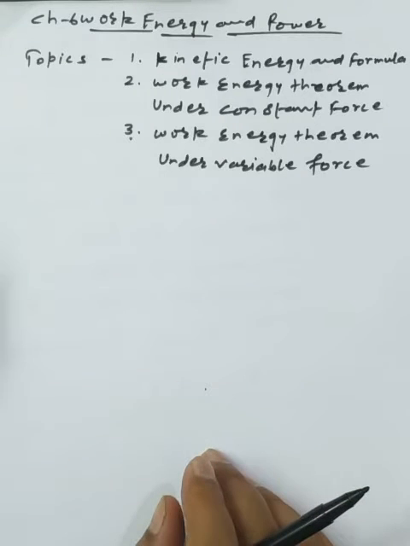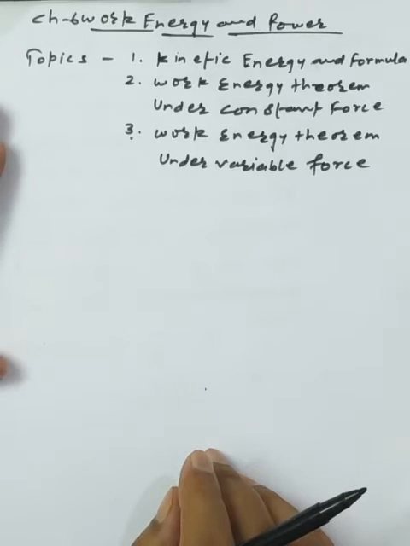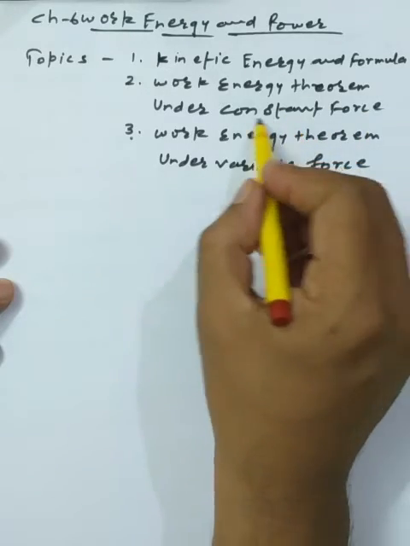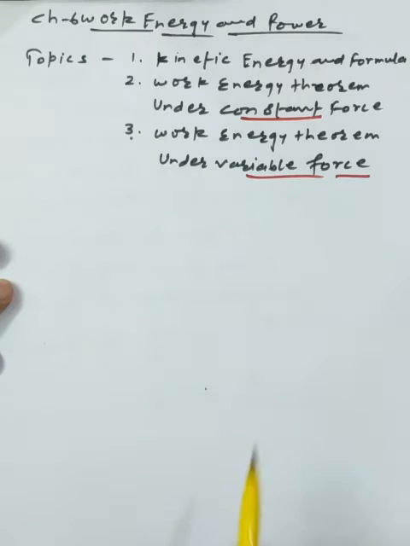Now, dear student, chapter number 6, work, energy, and power, and we have the topics for the discussion here. First, the kinetic energy and the relevant formula. Next, the work energy theorem under the constant force. Already we have discussed the work done under the constant force. And also we have the work energy theorem under the variable force. So we are getting the different types of concept and formula here, and we will also solve numericals on these concepts.